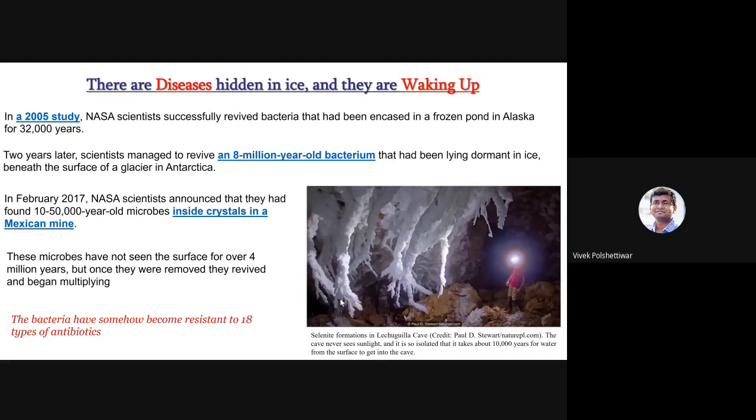Not only the change in the temperature or the sea level, but global warming also has an impact on the diseases that we are facing now. Because of the ice melting, NASA scientists have found several viruses and bacteria which are as old as 8 million years coming out, becoming alive. And these bacteria are so unique that we don't have any molecular data on how they act, no scientific data about that, and they are resistant to 18 types of antibiotics in this particular example.